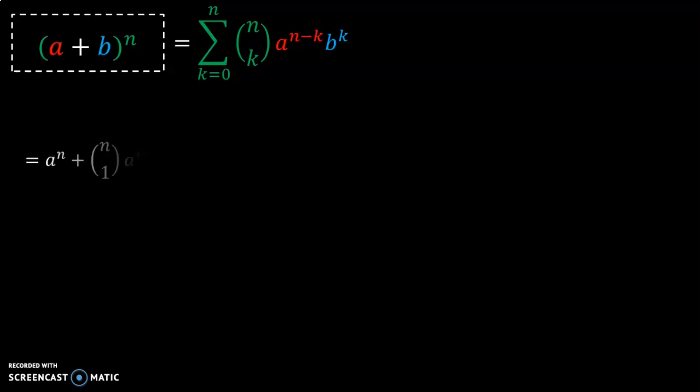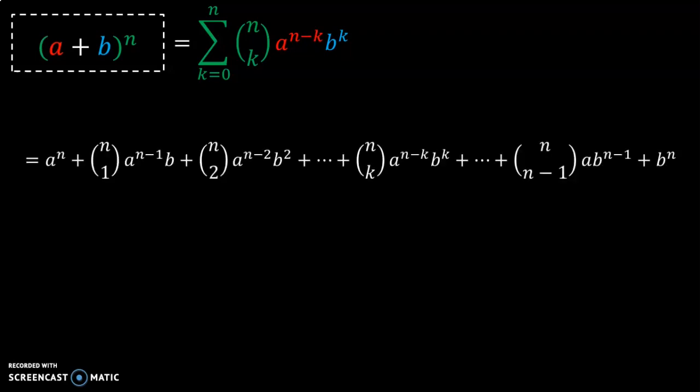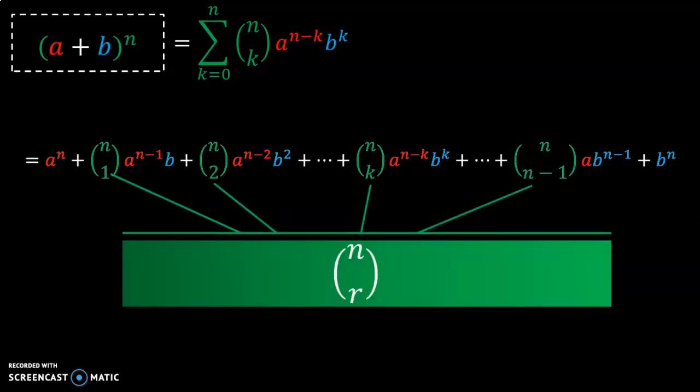The formula is: we take the sum from k equals 0 until n of n choose k times a to the power of n minus k times b to the power of k. We can expand it out to become the following. And here we would like to discuss the term n choose k, or n choose r. It is called the binomial coefficient.